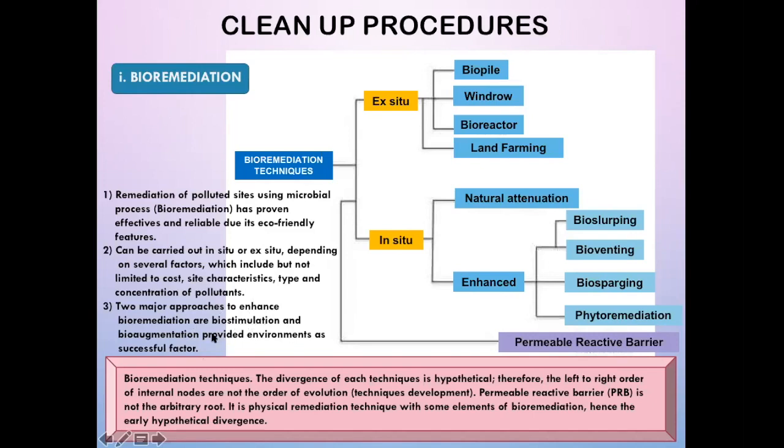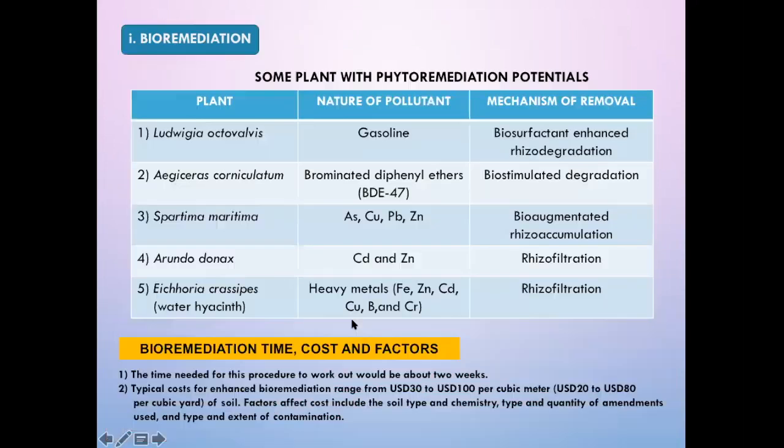So for bioremediation techniques, the divergence of each technique is hypothetical. Therefore, the left to right order of the internal nodes is not the order of evolution or technique development. It is this branch. Permeable reactive barrier is not an arbitrary route. It is a physical remediation technique with some elements of bioremediation, hence the early hypothetical divergence. Okay, so we move to the next slide.